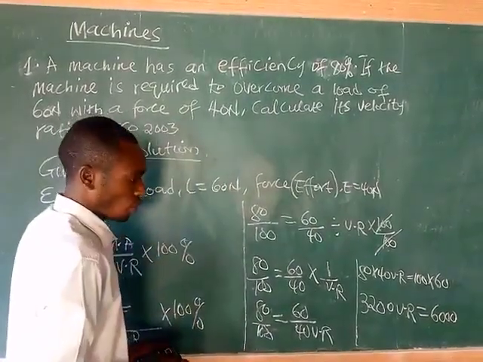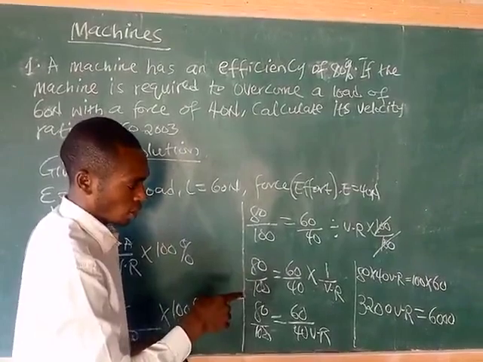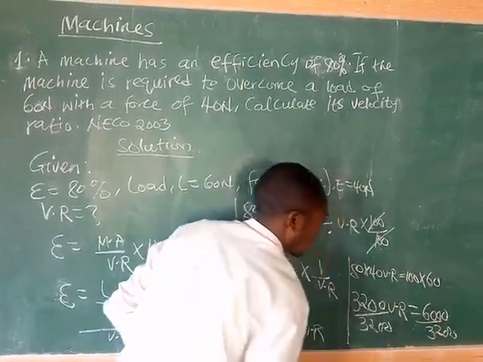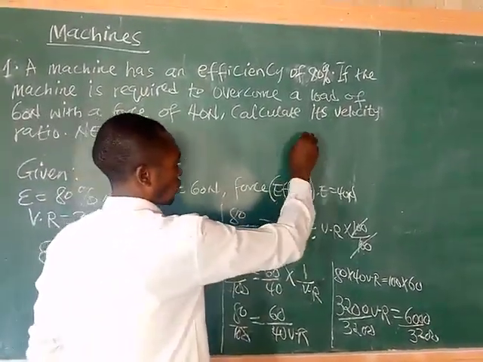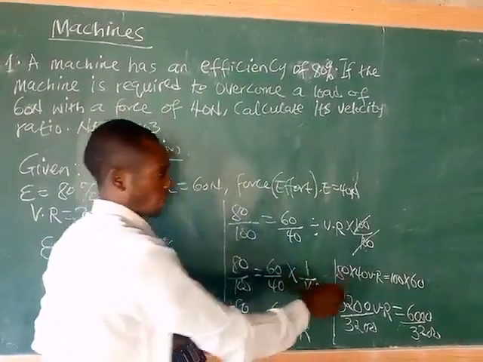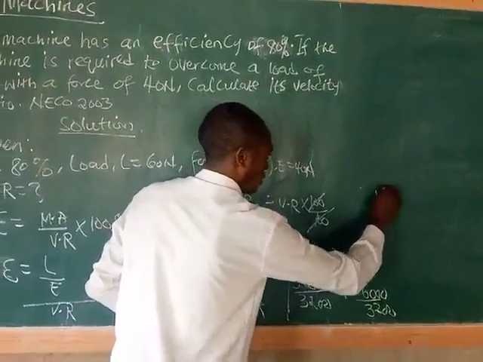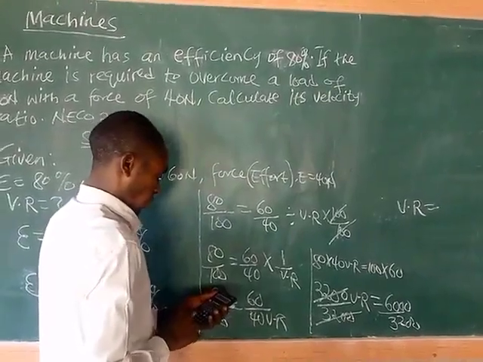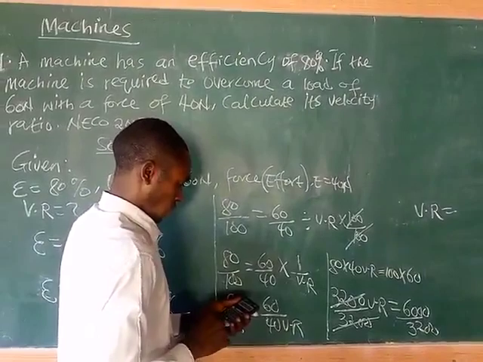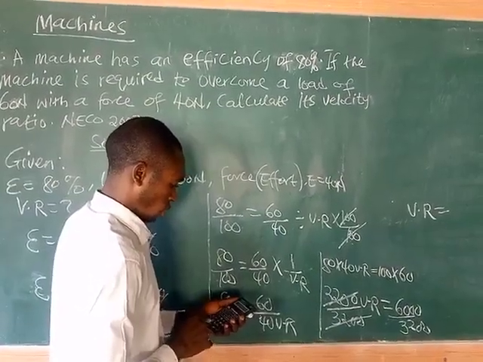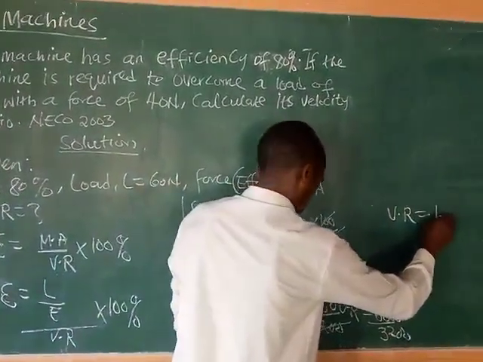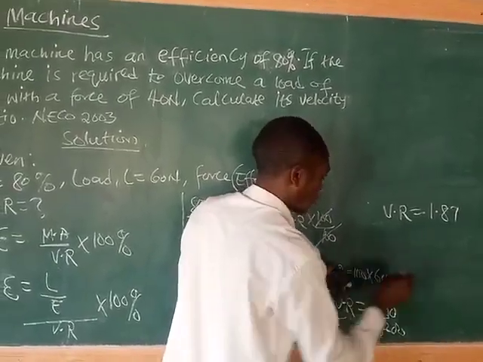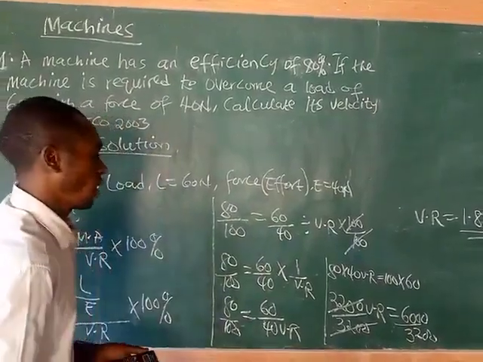So we divide both sides by 3,200. We're going to be having our VR equal to 6,000 divided by 3,200, which will give us 1.87. So this is our velocity ratio.